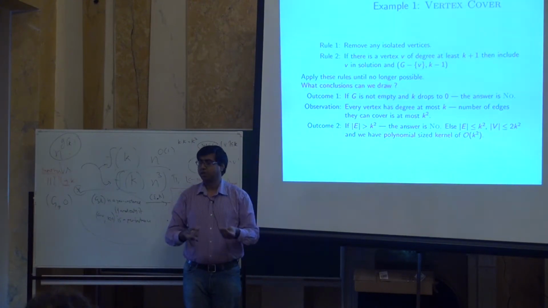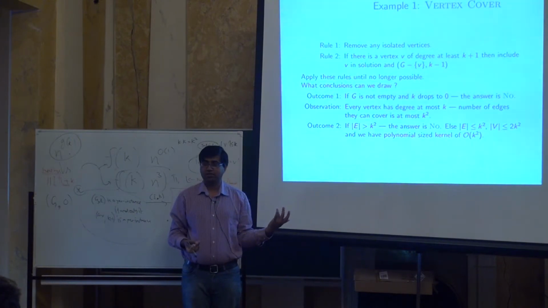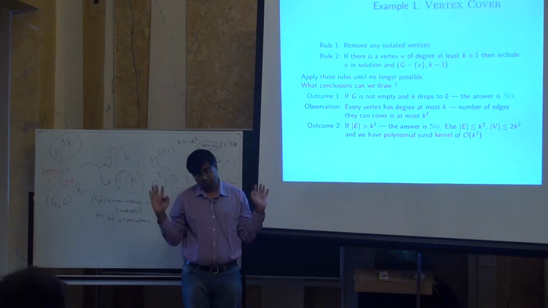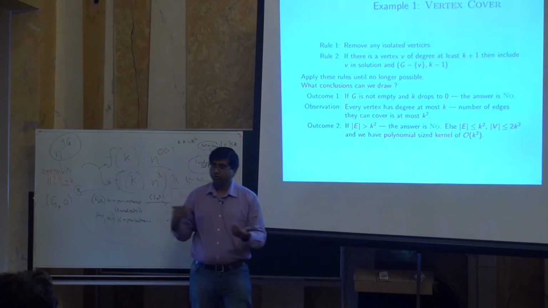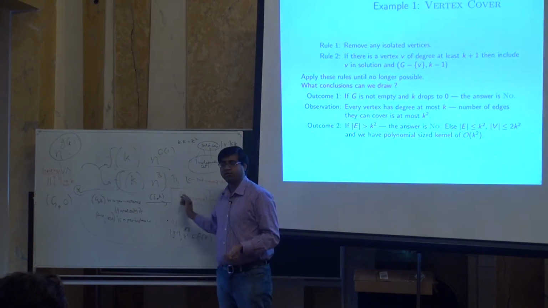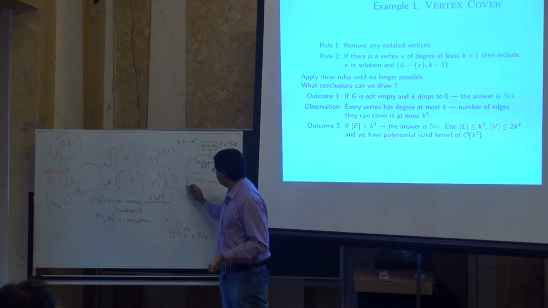It's like you do a simple counting. K guys, each can take care of k edges. So if the number of edges is more than k square, we say no, and that's completely correct output. So this is what this box is. I am just making a box here for L being vertex cover.